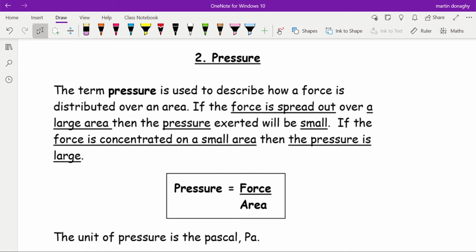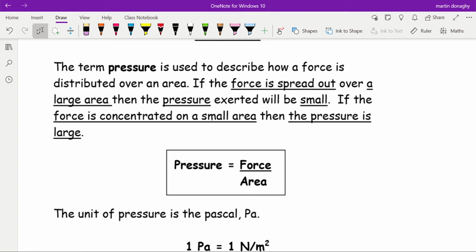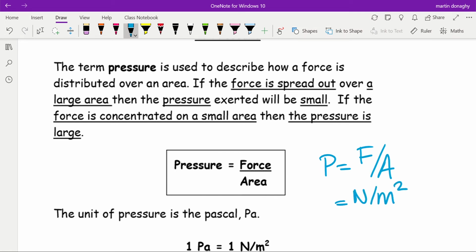And we use this equation for pressure, which is pressure is equal to force divided by area. And we usually shorten that to P is equal to F divided by A. Now, that means that our pressure, if the force is in newtons and the area is in meters squared, will be measured in newtons per meter squared.